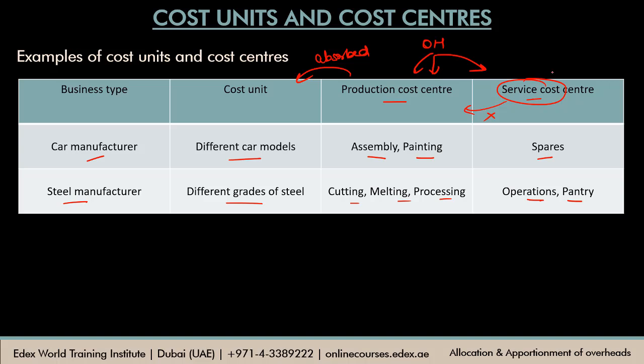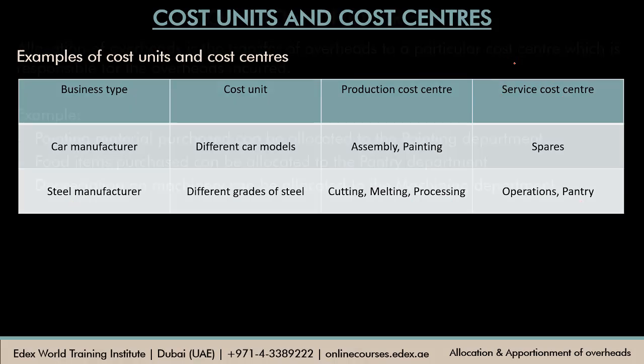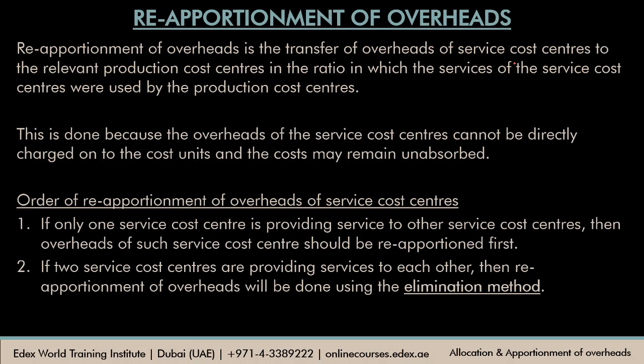So what is the next step is that whatever is the cost of the service cost center, they have to be reapportioned and transferred back to the production cost centers on a suitable basis again, so that ultimately all of the cost of the business are there with the production cost centers and they can be absorbed onto the cost units. So reapportionment of overheads is a process of transferring of overheads from the service cost centers to the relevant production cost centers based on how much of the services have been used by each of the cost centers.